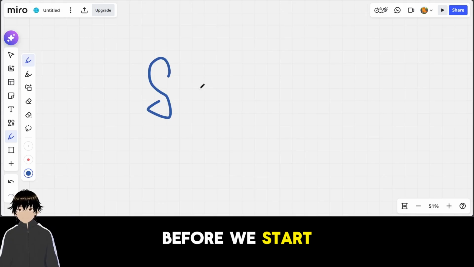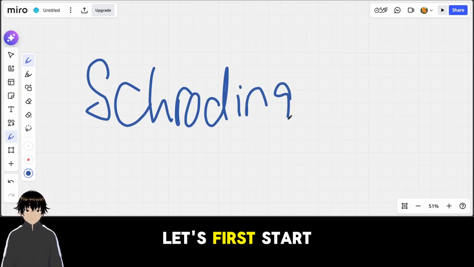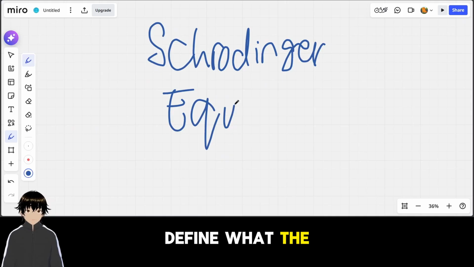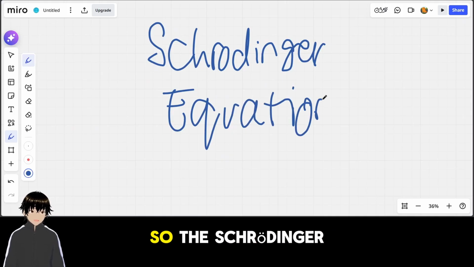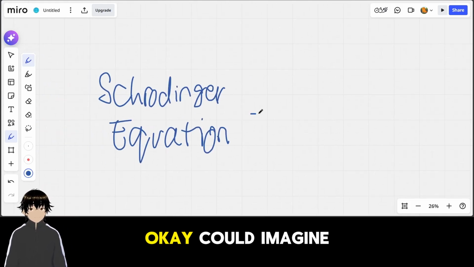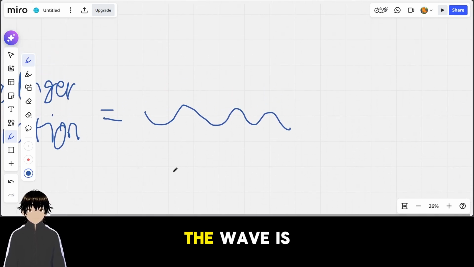Schrodinger's equation. So, what is the Schrodinger's equation? Before we start with the actual equation, let's first define what it is. If you could imagine a wave, the wave looks like that, right?